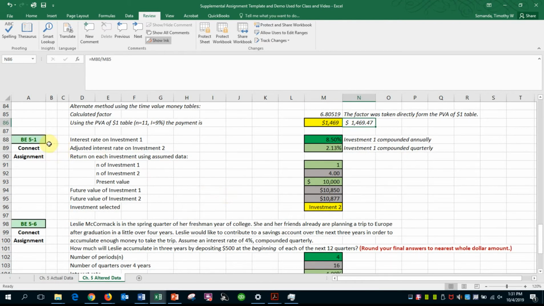Moving over to the next Connect assignment problem. In this case, it's actually an exercise. We're asked to look at the return on investments using assumed data. So you're given an interest rate on the first investment. I changed it to 8.5%. Compounded annually.